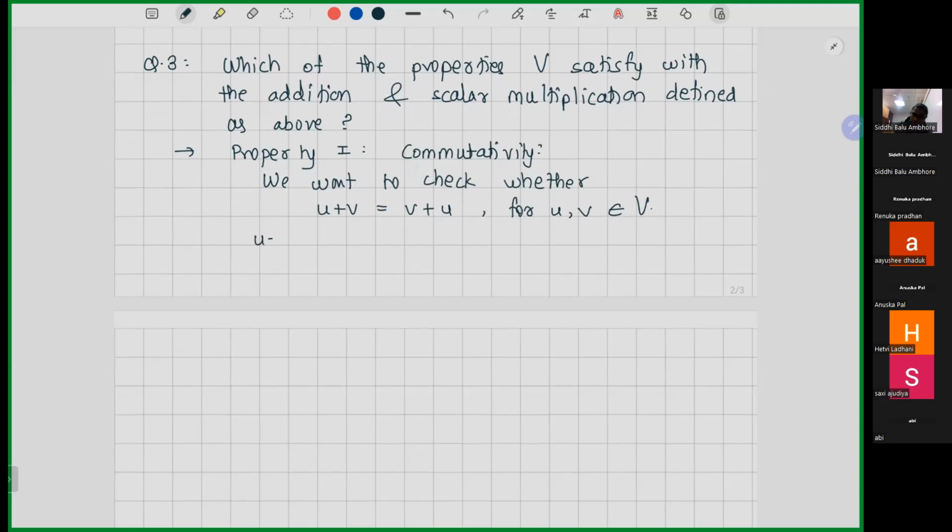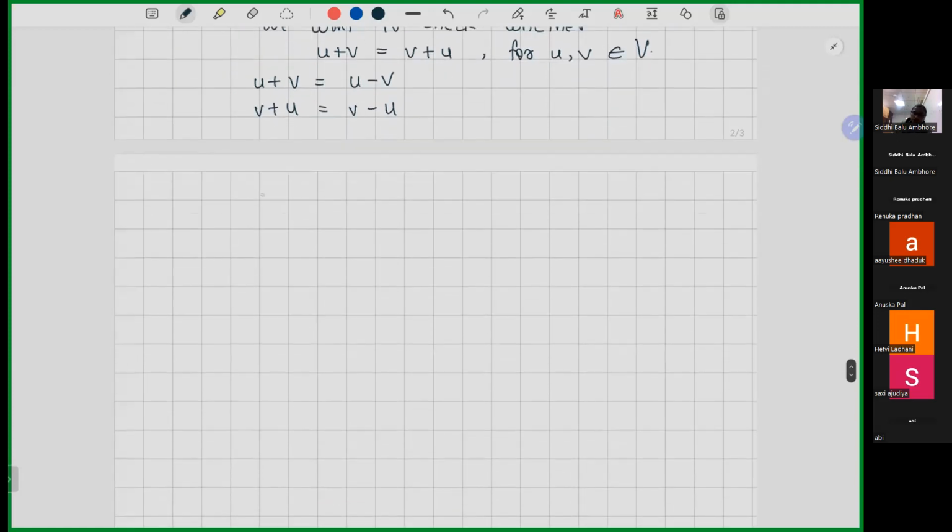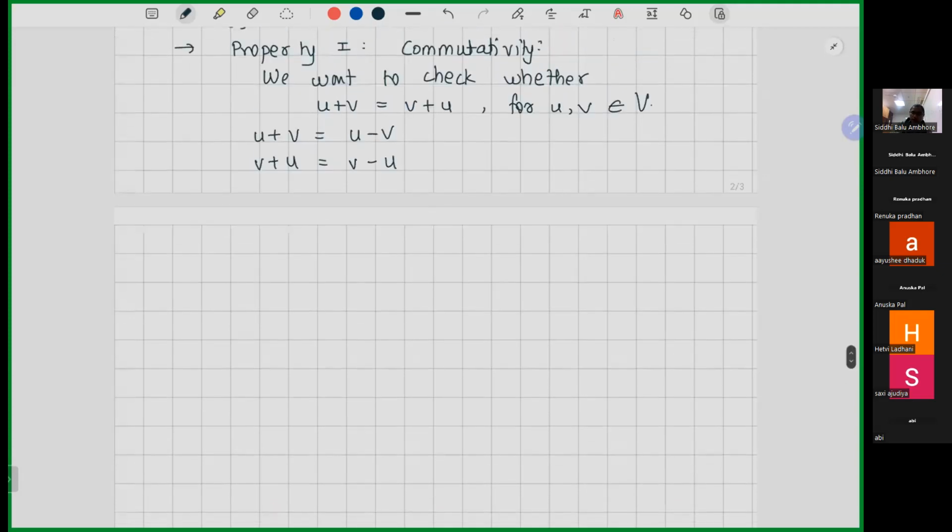So what is U plus V? As per our definition of addition, U plus V is U minus V, right? And what is V plus U? It is V minus U. Exactly. So if this property is to be satisfied, we must have U minus V is equal to V minus U for all U, V in V. Note that this V is R, right?